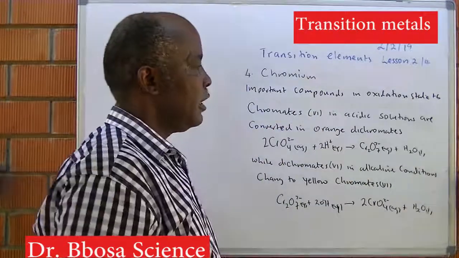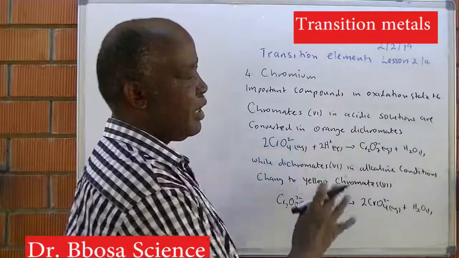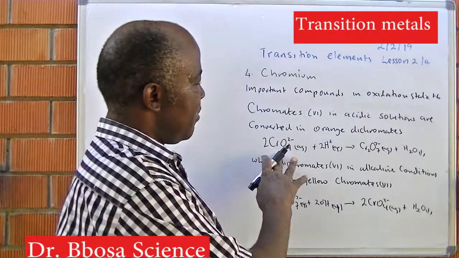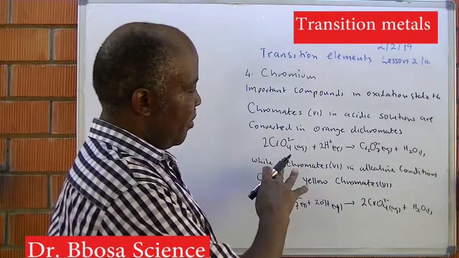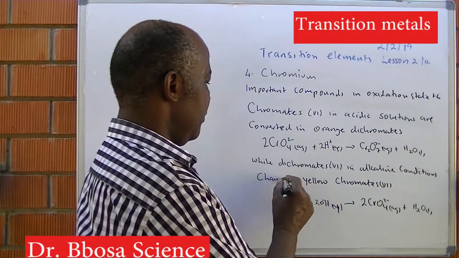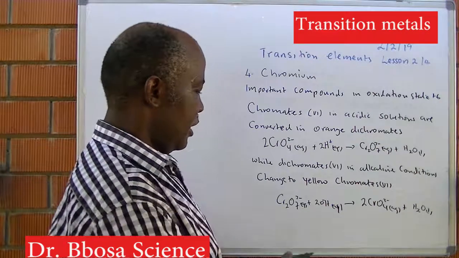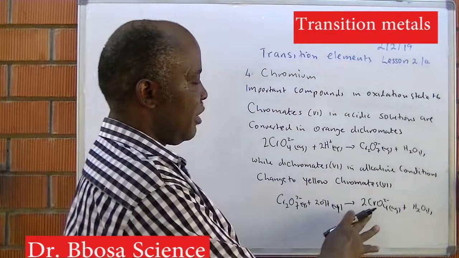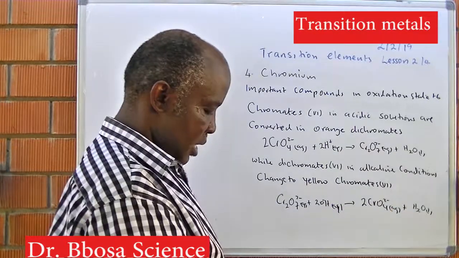Chromates(VI) in acidic solutions are converted to orange dichromates. So chromate plus an acid, you get dichromate plus water. While dichromates in alkaline conditions change to yellow chromate(VI): dichromate plus hydroxide ions will give you chromate(VI) plus water.